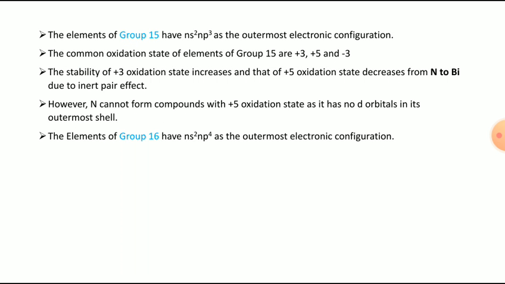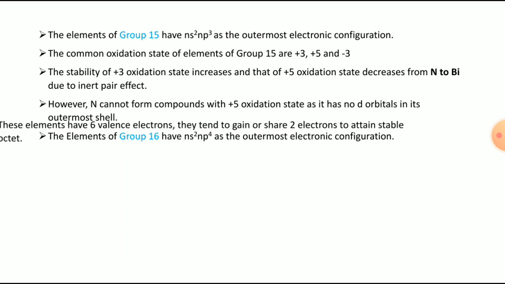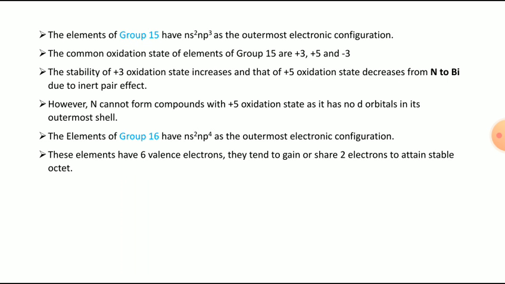Now elements of group 16 have ns2 np4 as the outermost electronic configuration. Elements from group number 16: oxygen, sulfur, selenium, tellurium and polonium. These elements have 6 valence electrons, that is ns2 np4, total 4 plus 2, that is 6 valence electrons. They tend to gain or share 2 electrons to attain a stable octet.